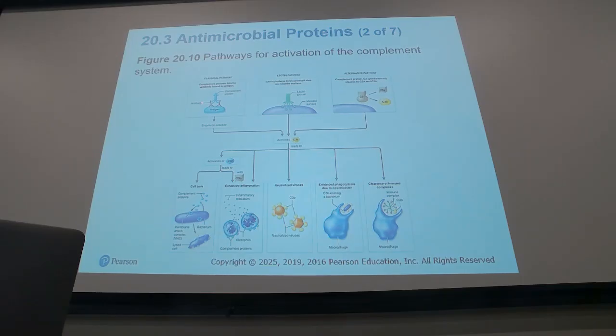Classical pathway: coating antigens with antibodies attracts these antigen-presenting cells, and then your complement binds to these antibodies first. In the lectin pathway, you have this coating of the antigens on the microbe surface with lectin proteins that will help to activate complement. And in the alternative pathway, you cleave the C3 into C3b, and then you activate it.